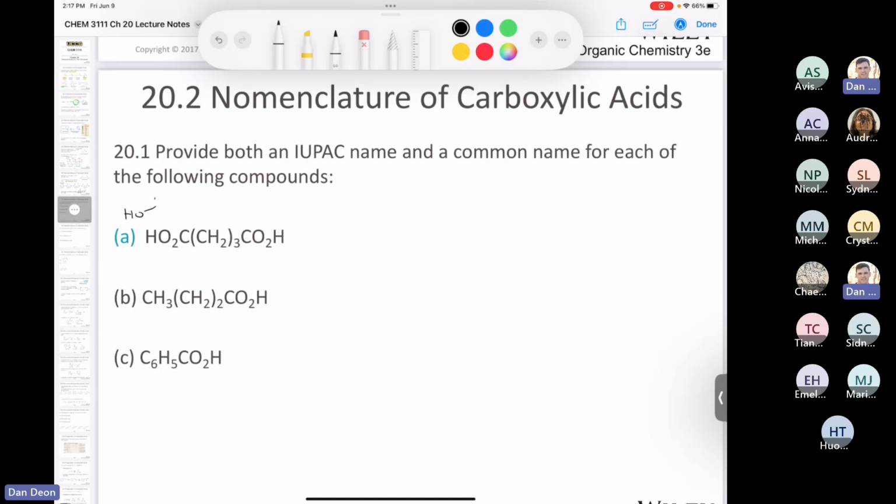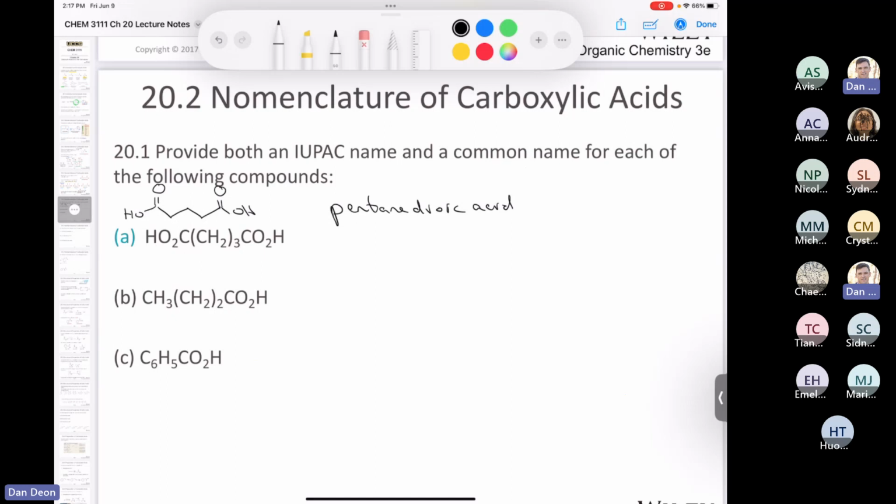So we've got a carboxyl group. Then we've got a total of what? 5 carbons. So 1, 2, 3, 4, 5. So we'd call this pentanedioic acid, right? That would be the systematic name or the IUPAC name.